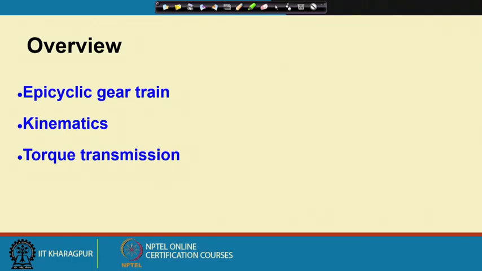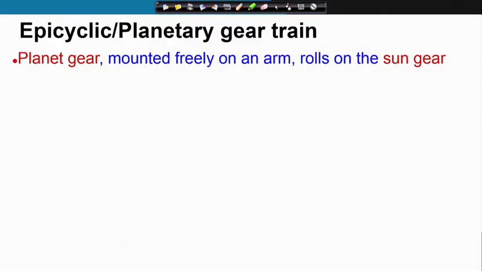We will continue our discussion on gear trains. In this lecture, I am going to discuss epicyclic gear trains, their kinematics and torque transmission. Epicyclic gear trains, as I have mentioned, have gears whose centers can move or rotate in space.